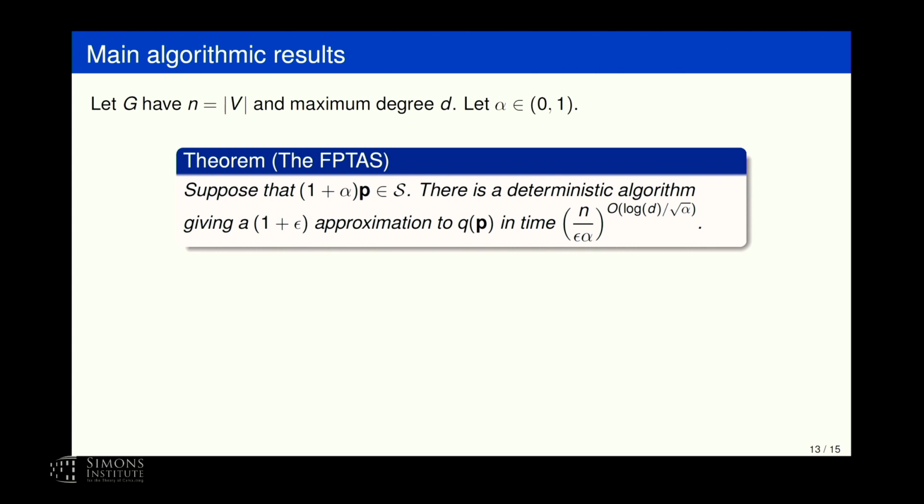And our FPTAS works, the region within which it works is exactly the Shearer region up to this small slack parameter that we need. So our statement is, if you have any point P such that if you blow it up by a factor of 1 plus alpha, so you have a little bit of slack, and it's still in the Shearer region, then there's a deterministic algorithm to compute a 1 plus epsilon approximation, so an FPTAS for Q evaluated at the point P in the following runtime. So basically (n over epsilon alpha) to the power of log d divided by square root alpha in the exponent.